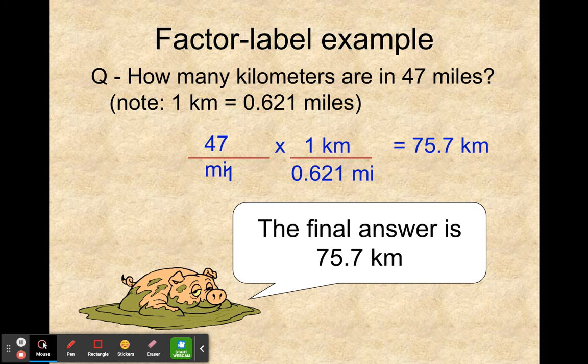If anybody wants a calculator, they're welcome to grab one. Any questions about how we set that up?